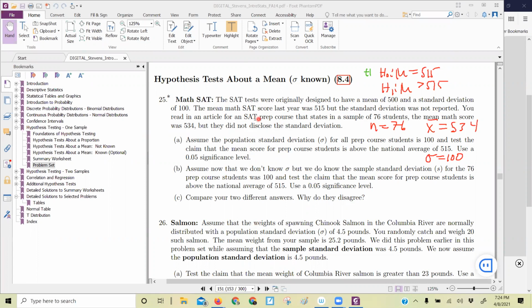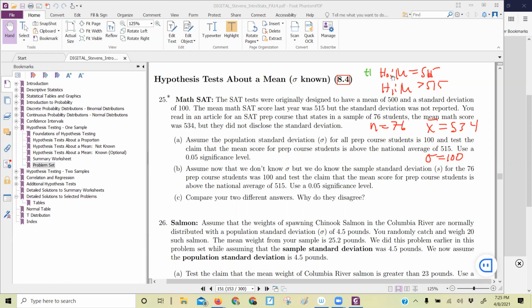So this is about math SATs, and they said last year the mean was 515. They didn't report the standard deviation. They're setting us up for a Z test. So in part A we assume the population standard deviation for this test is 100. That tells me this is a one sample Z test. And we want to test the claim that the mean score for these prep course students is above 515.